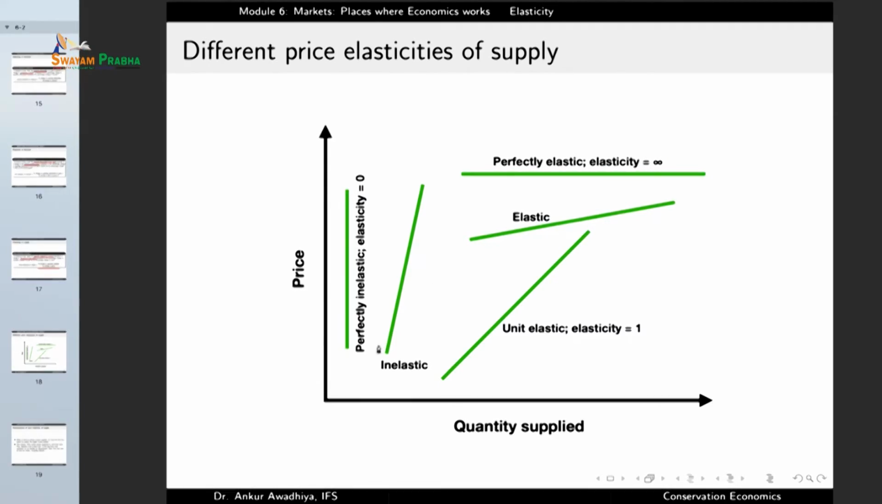Then we can have different levels of elasticity. So this is perfectly inelastic. This is still inelastic. This is an elastic supply curve, and this is perfectly elastic. And then we also define unit elasticity, in which case the elasticity is equal to 1.